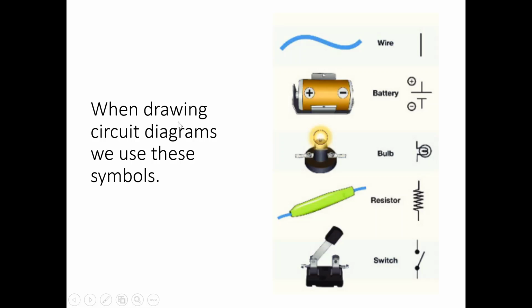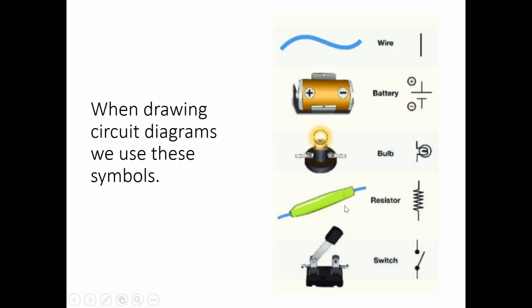Okay, when drawing circuit diagrams, we use these symbols. So a wire, like a wire that you would have connected in your electricity, is just a straight line. The battery looks like this. Here's the battery, the positive end of the battery, the negative end. The positive end is bigger because that's where the electricity is going to flow and start leaving the battery. We've got a light bulb, so that is what a light bulb looks like. The electricity will come in and then go out.